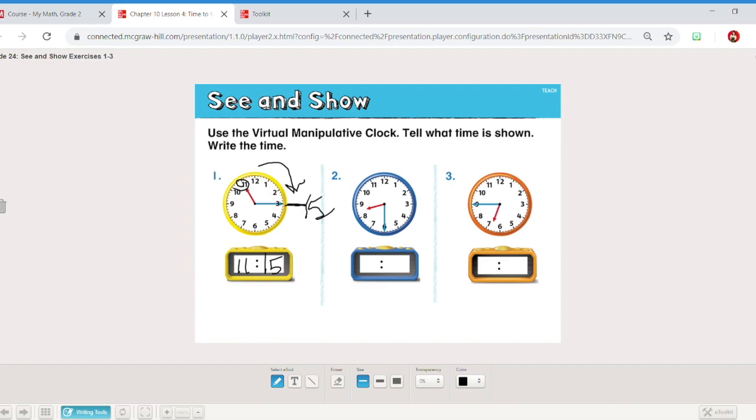Make sure when you're checking the different quarters, you remember what each quarter represents.